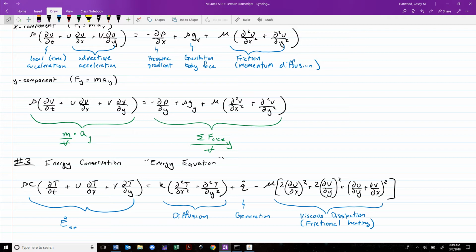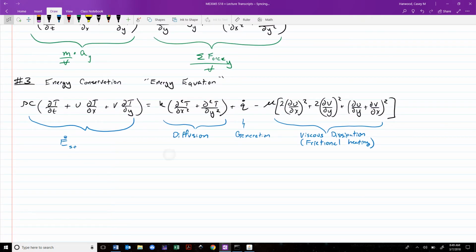But it's important that you get comfortable with what they're saying, because that's going to make life a lot easier. Rate of change of stored energy is equal to diffusion of heat, or thermal energy, plus generation of heat minus dissipation of heat. This should make some sense, right? It's basically saying the same thing that the heat equation is saying, which also makes sense because the heat equation is based on the first law of thermo, which this is a statement of.